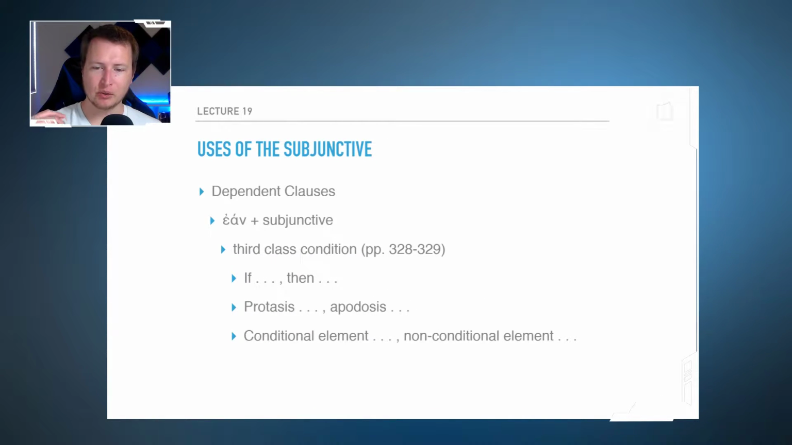It gives you a conditional element, if. Now, based on that conditional element, it then gives you a non-conditional element, then. The if portion is uncertain. The then portion is certain, provided the condition of the first portion is met. But it's unclear that that first portion will be met. Okay? That's what we're dealing with.